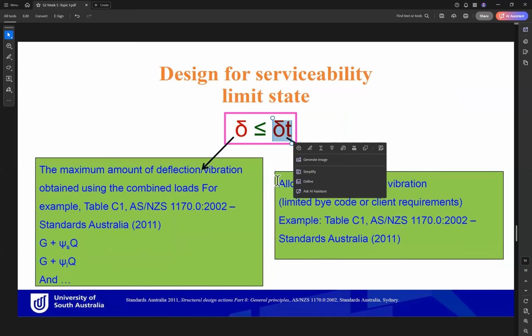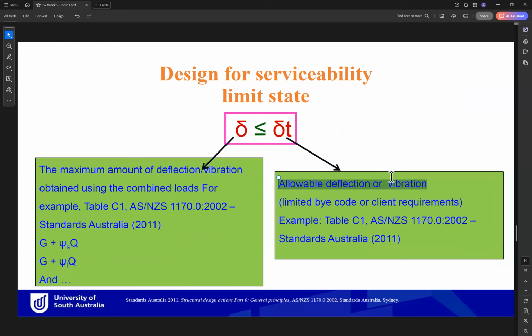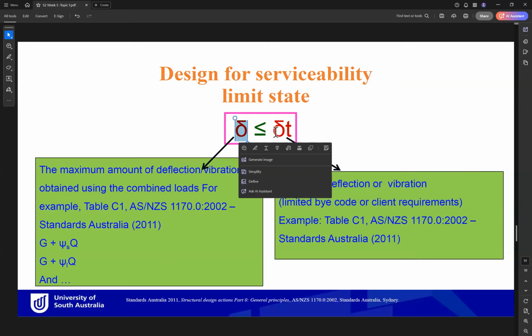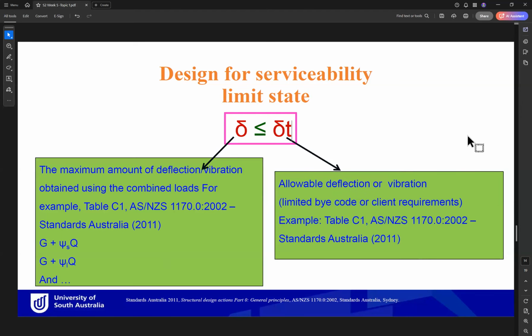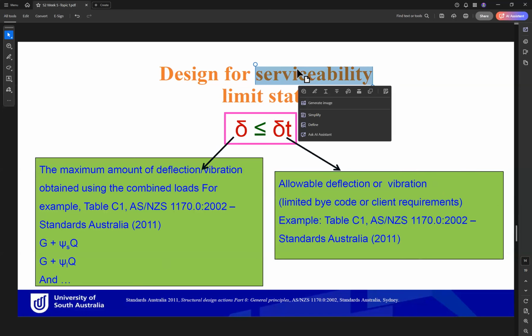This one, delta T, is the allowable limit of deflection or vibration given by the Australian standard. The standard gives us limits for the deflection for each type of element that cannot be exceeded to make a safe design. So if the deflection of the element is less than the allowable limit, this means that the design is safe for serviceability and you can continue your design process.